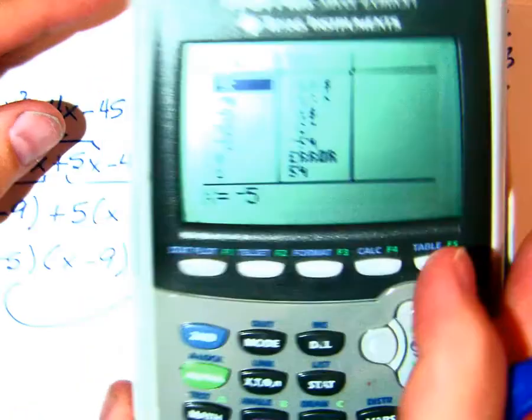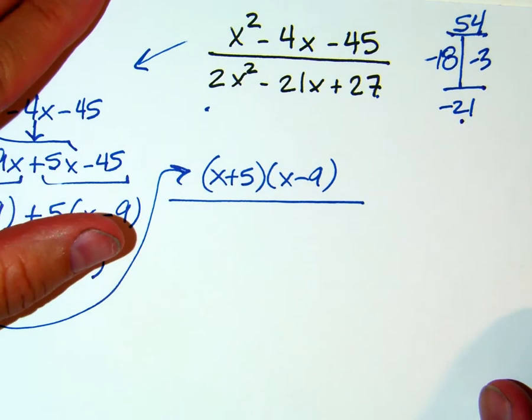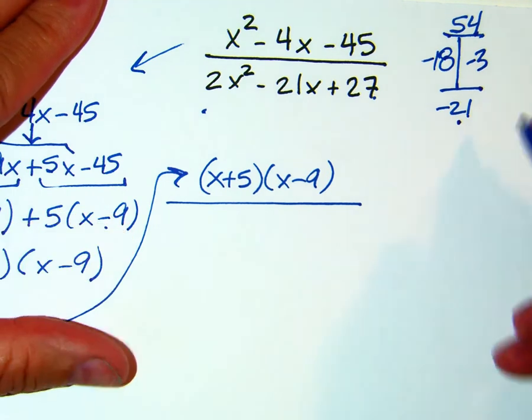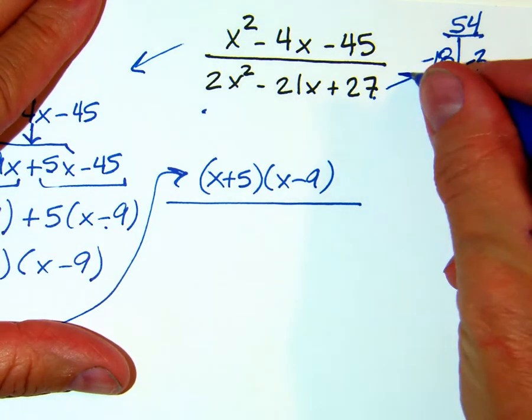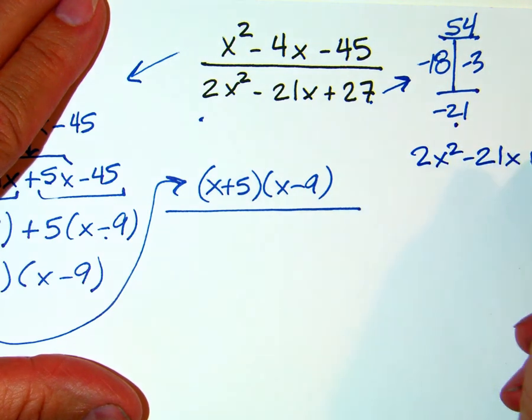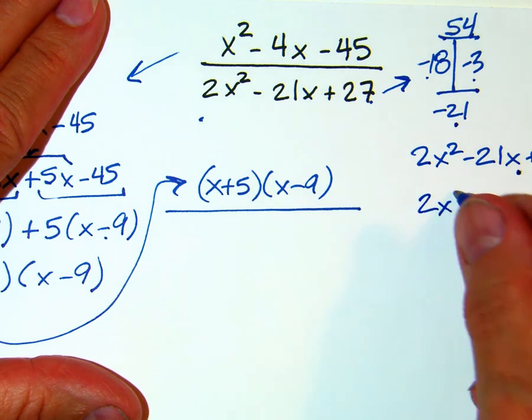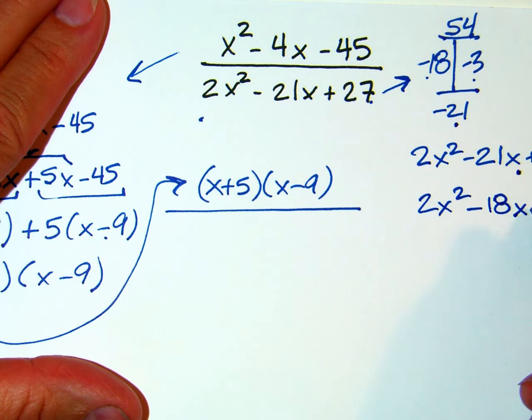Remember, that's the calculator shortcut for finding that. So, okay, I'll copy my denominator. Again, I'm working on my denominator. Here's what I started with. These are the two that go to make my middle term. I'm going to write them out here: minus 18x minus 3x plus 27 again. This substitutes for that. The negative 21 turns into negative 18, negative 3.